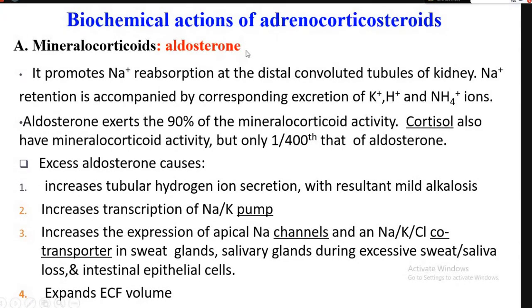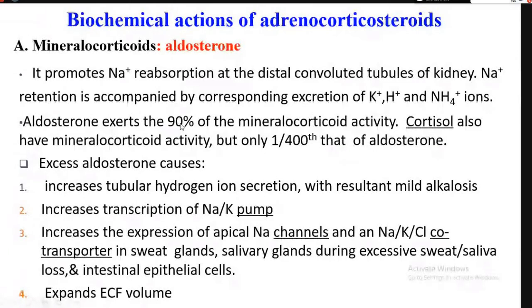What is the function of aldosterone? It promotes sodium reabsorption at the distal convoluted tubules of the kidney, and sodium retention is accompanied by corresponding excretion of potassium, hydrogen ions and ammonium ions.